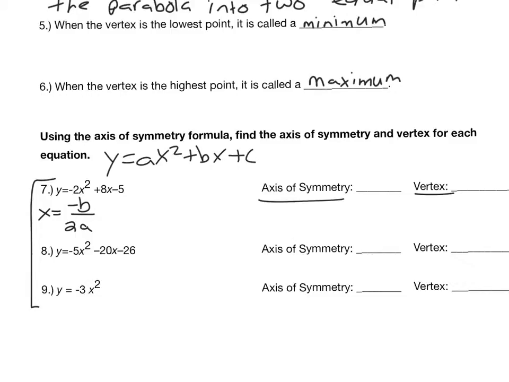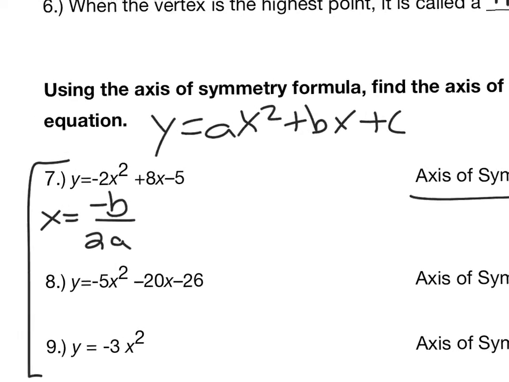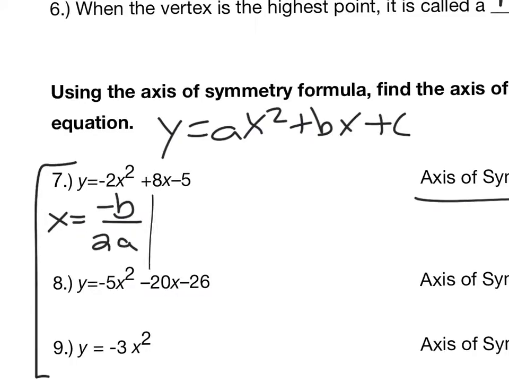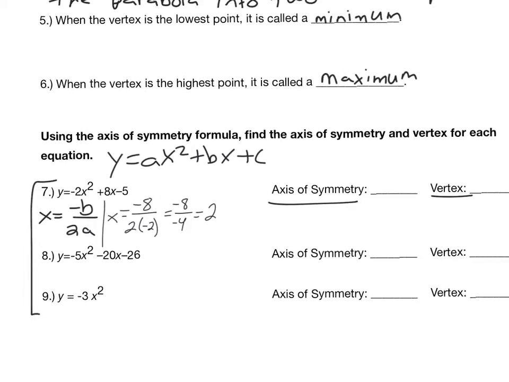So to find the axis of symmetry of number 7, we'd have to figure out what number's in the b position, which is 8. So that's going to be x equals negative 8 over 2 times whatever number's in the a position, which in this case is negative 2. Well, 2 times negative 2 is negative 4. Negative 8 divided by negative 4 is positive 2. So your axis of symmetry is going to be x equals positive 2.